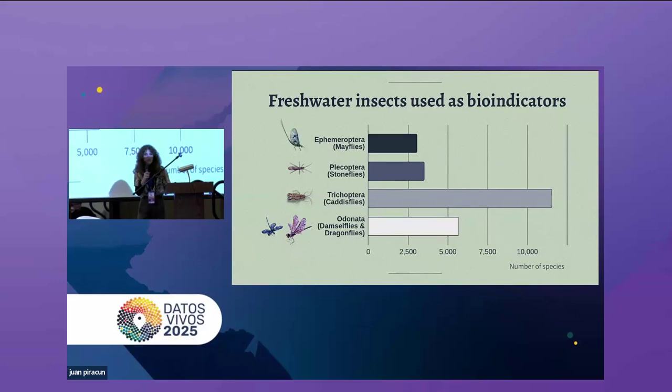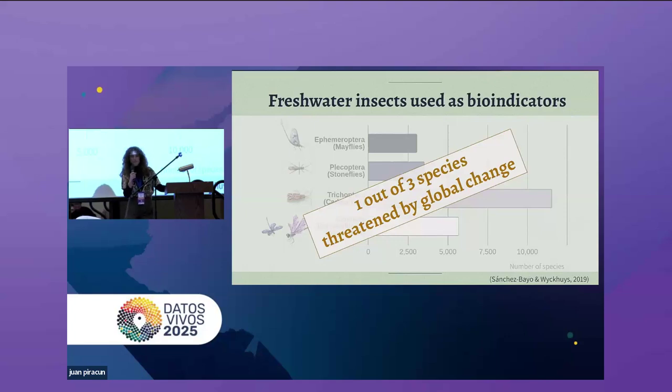So they are 4 insect orders with global distribution that encompass many, many species across the world. However, 1 out of 3 species is found to be threatened by global change. Despite that, we still don't know where exactly they occur.